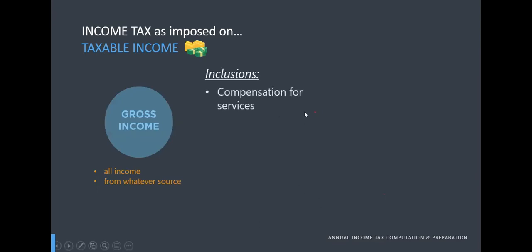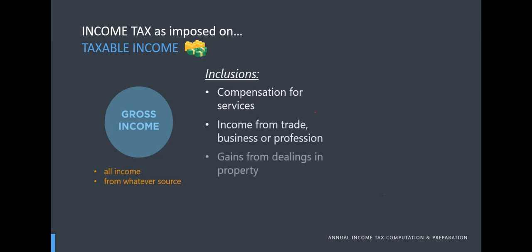So these are the gross income items included in the tax code, but it is not limited to those enumerated here in this PowerPoint. So number one, compensation for services. Next, income from trade, business or profession. Gains from dealings in property. So if you have a property and you sell it, we have selling price minus cost, and any gains from it is considered as gross income of the taxpayer.